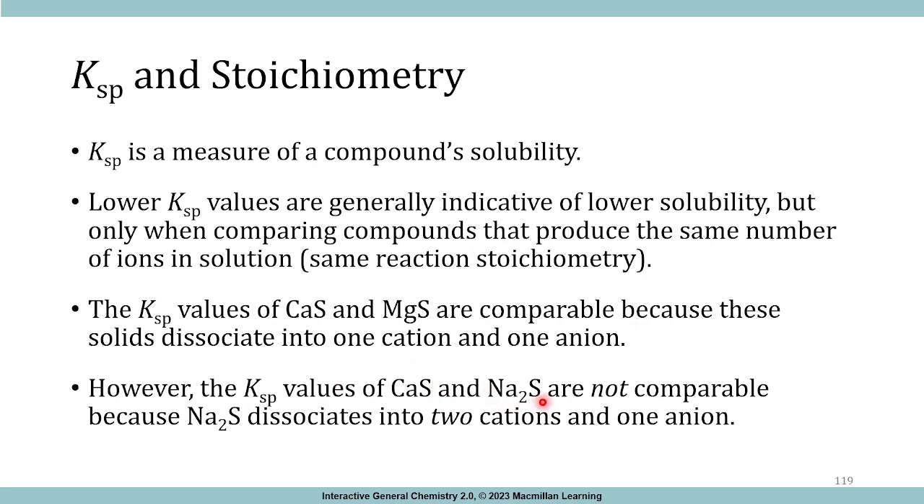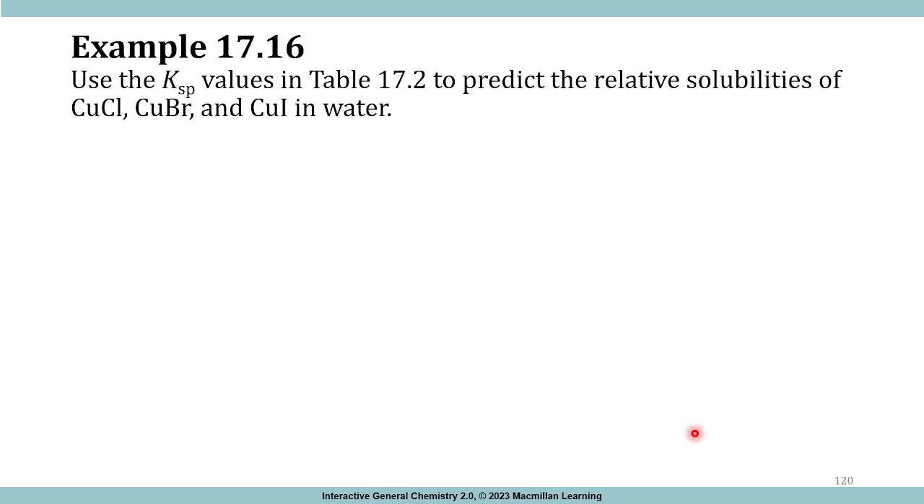If we try to compare them for something that has a 2 or 3 on one of these, and we're going to have multiple, so we have different powers, for example, 2 cations and 1 anion for this one, these are not going to be directly comparable. Okay? You're going to have to calculate the concentrations at equilibrium to compare them.